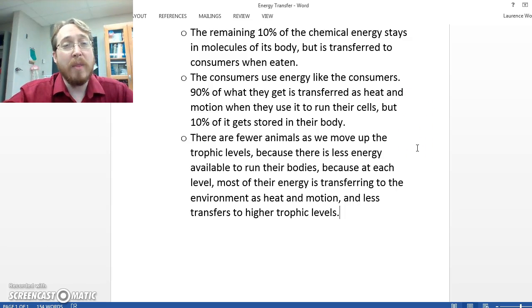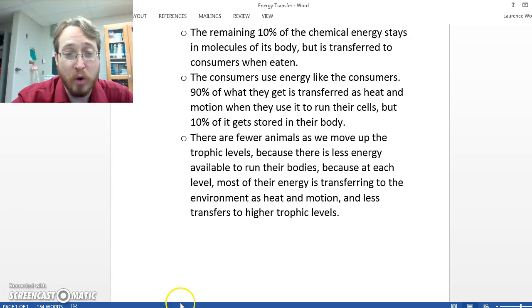So the big point about this is that there are fewer animals, fewer organisms, as we move up the trophic levels, because there's less energy available to run their bodies. Because at each level, most of the energy is transferring to the environment as heat and motion, and less transfers to the higher trophic level.